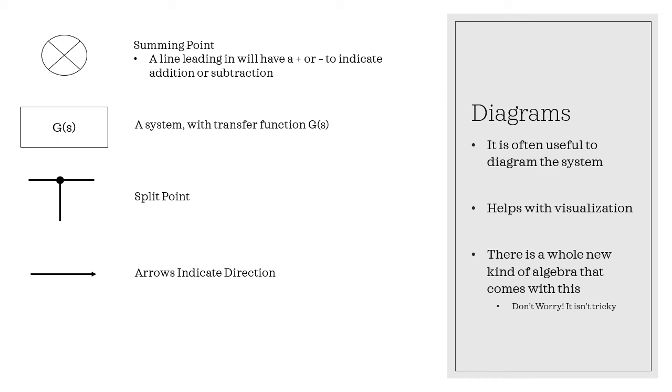The split point represents where data is being split but not lost or transformed. And this is pretty similar to voltage in that it retains its value no matter which branch it goes down. And then lastly, we need to indicate the direction of our flow, which we're going to do with just arrows. And now we're ready for some new algebra.